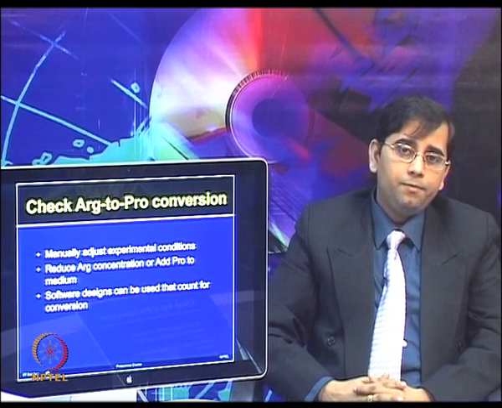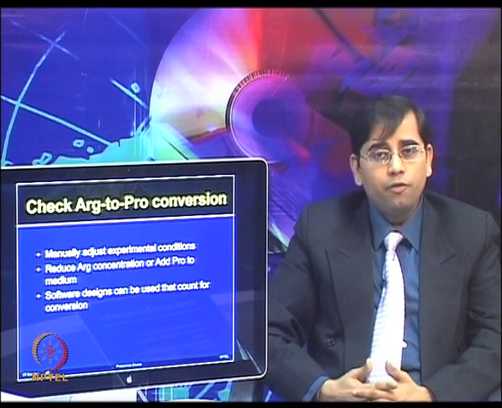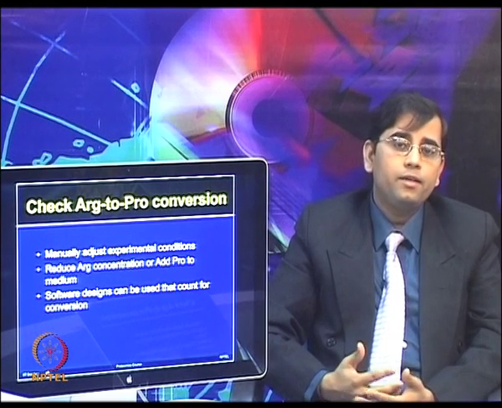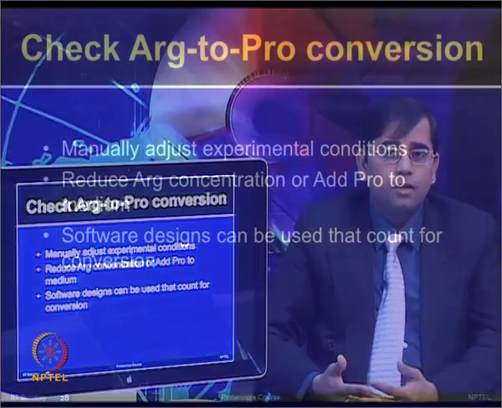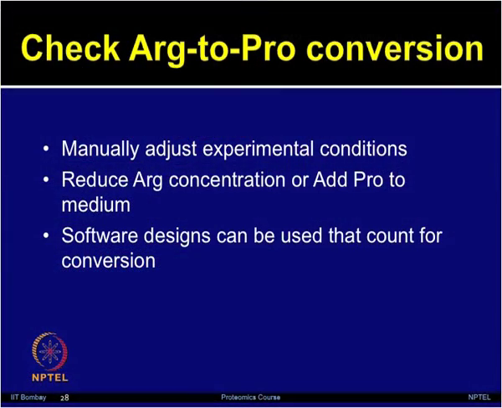During SILAC experiments, one also needs to check for the arginine to proline conversion, and this could be manually adjusted for the experimental conditions. One may need to reduce the arginine concentration or add proline to the medium to overcome such issues. Now, there are some software tools designed to account for this arginine to proline conversion, and then experimental conditions can be adjusted accordingly.